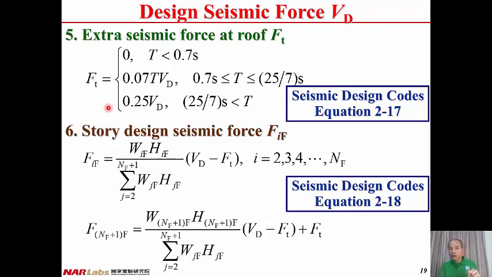After having this extra seismic force applied at the top of the building, then we can compute the story design seismic force, Fi^F. According to seismic design code equation 2-18, for the story design seismic force other than the roof, we have this equation to compute the story design seismic force. For the roof, we have this equation to find out the roof design seismic force. N^F plus 1, F is the roof of the building.